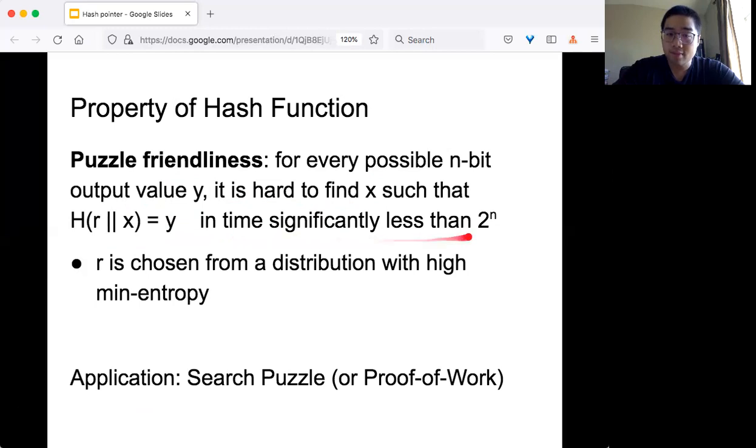And the second part is more important, because this computation should take some time. It should not be really fast. I mean, in time significantly less than 2 to the power of n. So it means that it's much less than exponential time. And this r, you can think of it roughly as a nonce, again chosen from a distribution with high min-entropy.